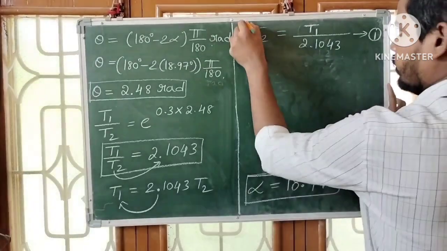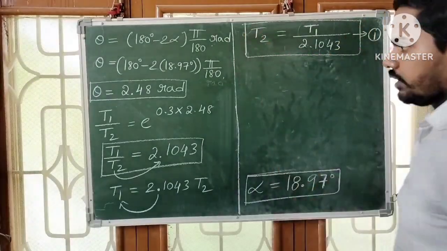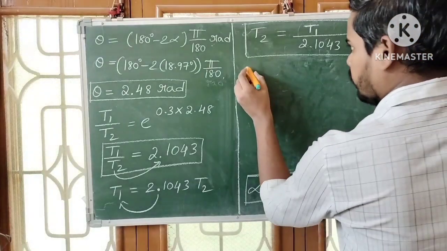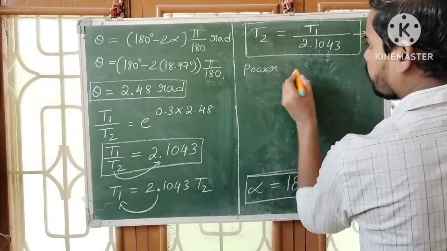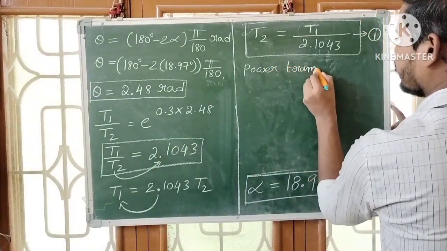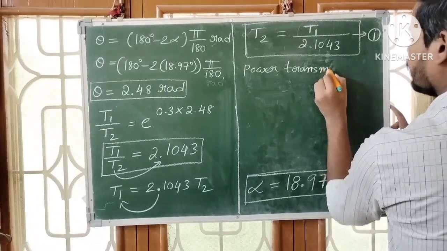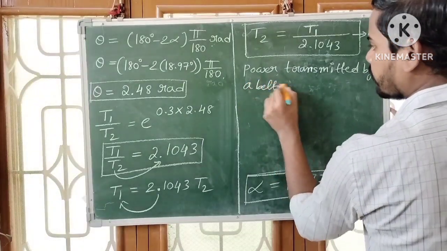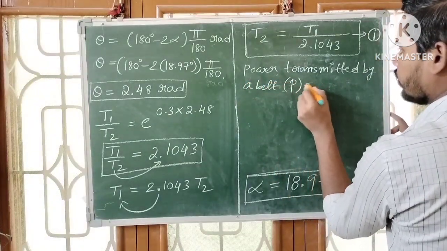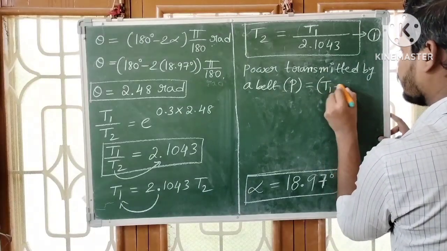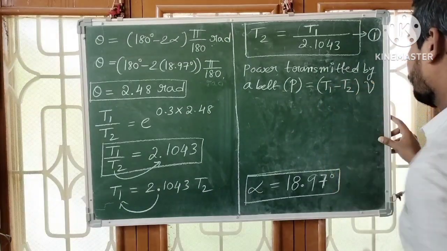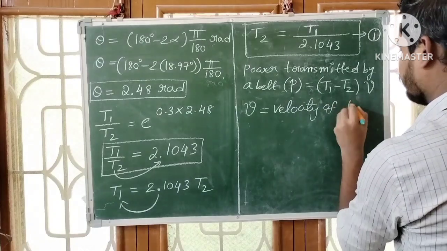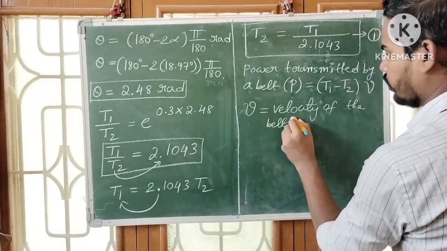Okay, then equation number 1 next. We have one more relation for T1 and T2. So that is power transmitted by a belt. Capital P is equal to the difference between tensions, T1 minus T2, into V. Here V is velocity of the belt in meters per second.